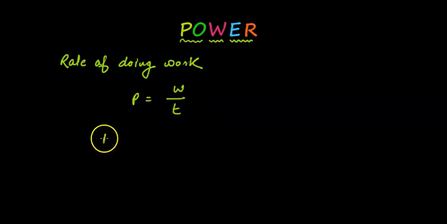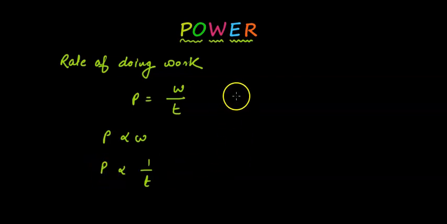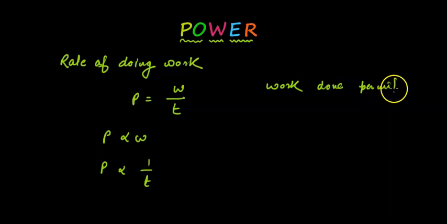And we can say from this equation that power is directly proportional to the work and inversely proportional to time. That means the more work we do, the more power we have, and the less time we take to do a work, the more power we have. So power is also the work done per unit time. Work done per unit time is known as power.